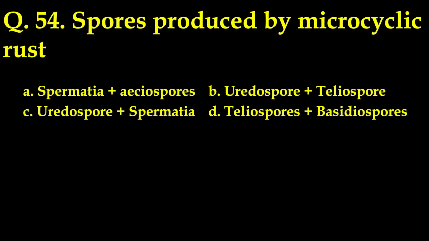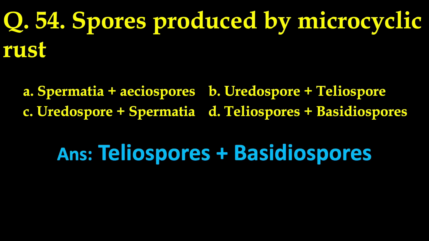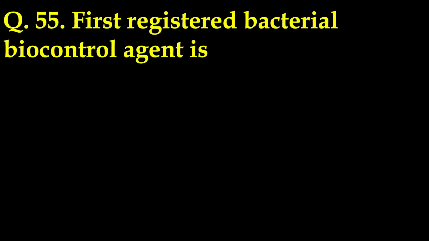This is an interesting question. Spores produced by microcyclic rust. There are 4 options: sporangia plus spores; second option was urediniospores plus pycniospores; then urediniospores plus sporangia; and last option was teliospores plus basidiospores. The correct answer is D, that is teliospores plus basidiospores. These are the 2 spores which are produced by microcyclic rust.